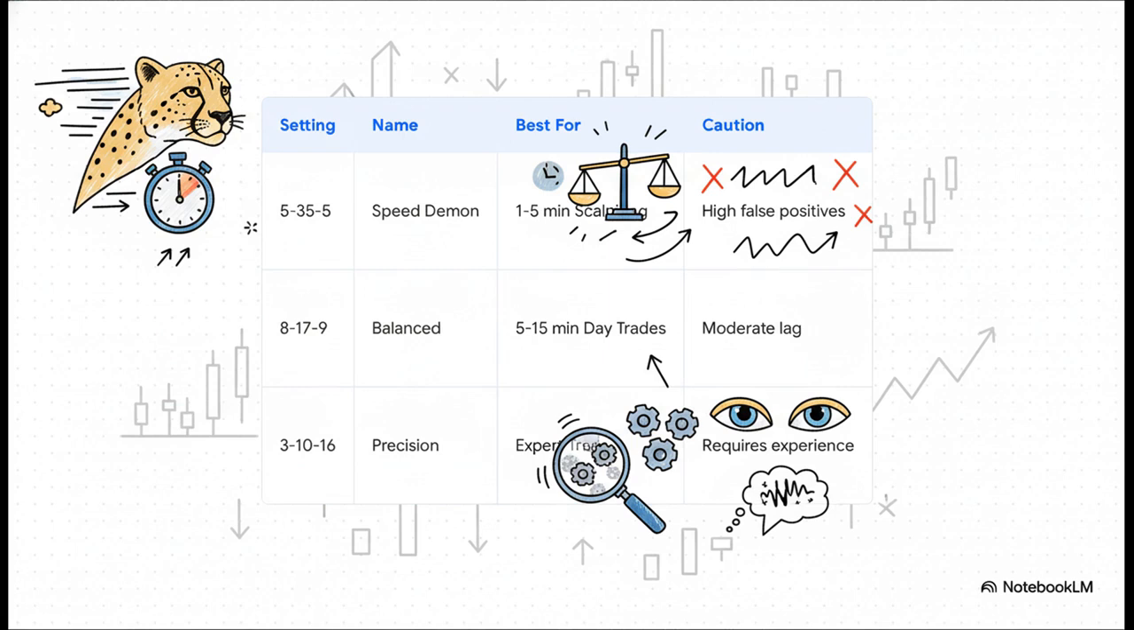Next, we've got 8-17-9, the balanced approach. Honestly, this is the sweet spot for most day traders on 5 to 15-minute charts. It offers really good signal quality with a manageable amount of lag. And for you experts out there, there's the 3-10-16, the precision play. This thing offers maximum sensitivity, but it really does require some experience to read it correctly.